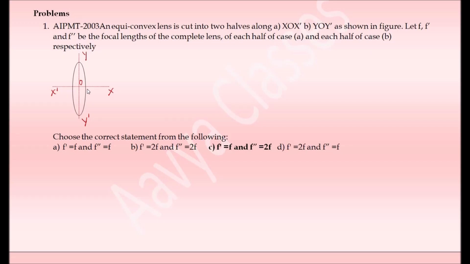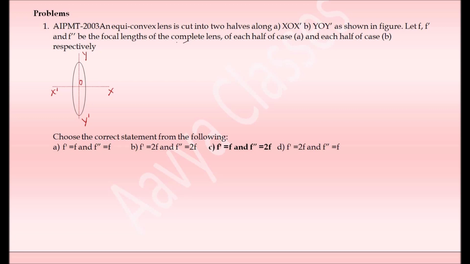An equiconvex lens is cut into two halves along x dash axis and y dash axis as shown in the figure. Let f dash and f double dash be the focal lengths of the complete lens, each half of case A and each half of case B respectively. Then you have to find the correct statement out of the following four.